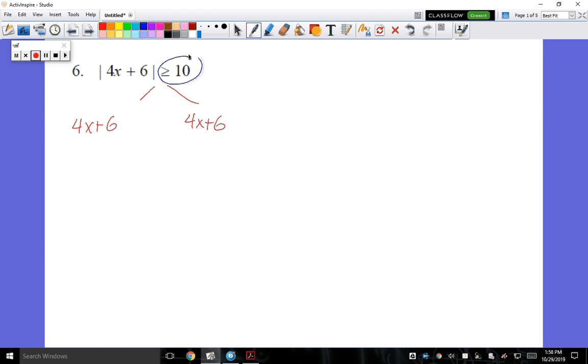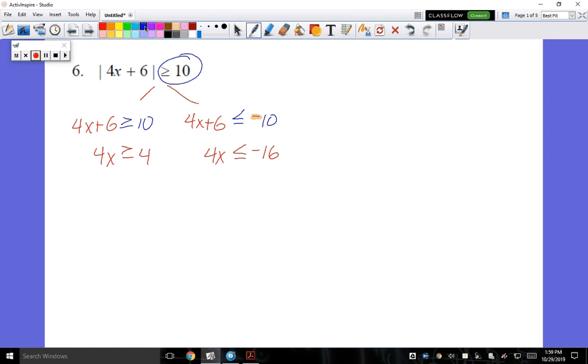Right here, we're going to have the positive form and also the negative form of the right side. Because of this negative, we need to remember with absolute value, which is commonly forgotten, that we need to flip the inequality sign. Now we're just going to do Algebra 1 and solve for x. We'll subtract 6 from both sides, and subtract 6 over here from both sides.